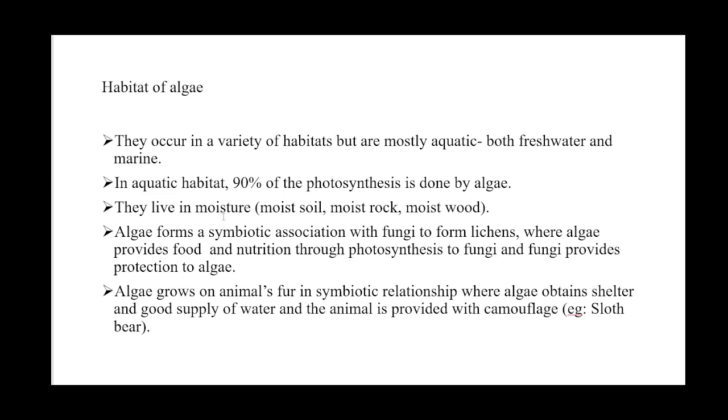Let us see the habitat of algae. They occur in a variety of habitats but are mostly aquatic. They can live in both freshwater and marine waters. In aquatic habitats, 90% of the photosynthesis is done by algae. They need moisture to live. They can live in moist soil, moist rock, or moist wood.